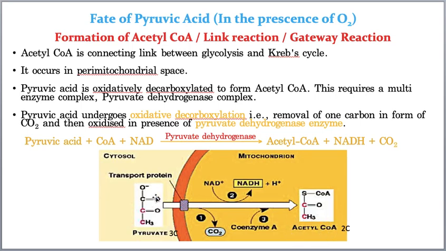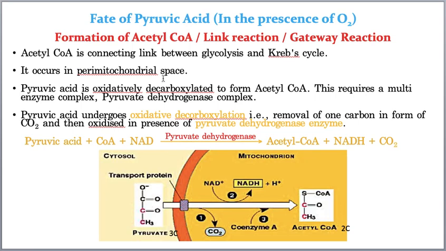So the 3 carbon pyruvic acid, by undergoing dehydrogenation and also decarboxylation, converts into acetyl, and by adding coenzyme A it forms acetyl coenzyme A. Understood? And this is called the formation of acetyl coenzyme A. So acetyl CoA formation. Hope you understood the link reaction or gateway reaction. Even if you understood, I wanted to explain once again.